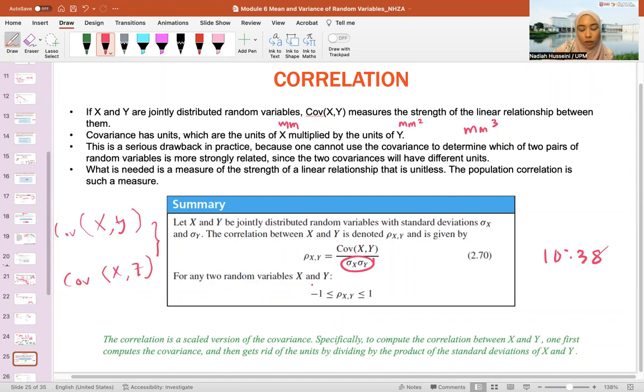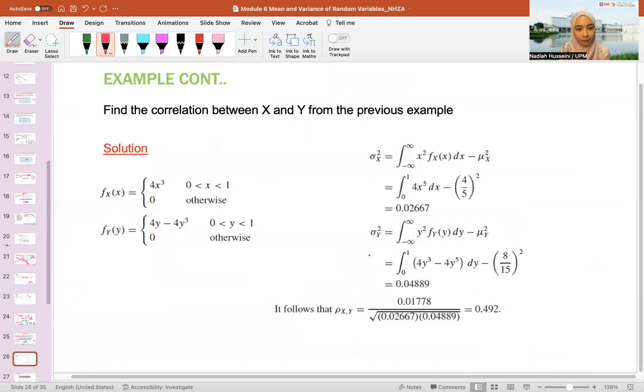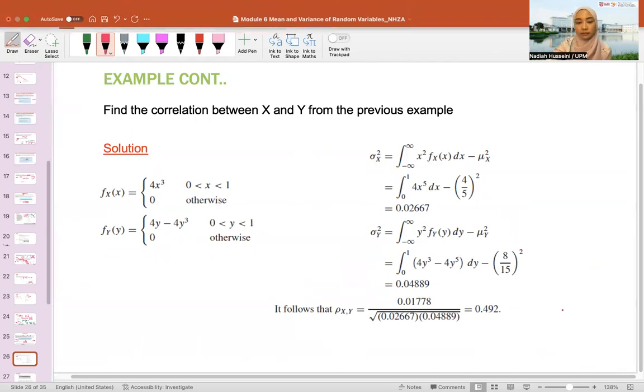And your correlation will always be between -1 and 1 only. Do not give me a number beyond this boundary. If you do have a number beyond this, you know it's wrong, so please do your steps again. So correlation is a scaled version of covariance. Basically what you're doing here is getting rid of the units. This is why you are dividing by the standard deviations. Okay, so this is just applying the equation.